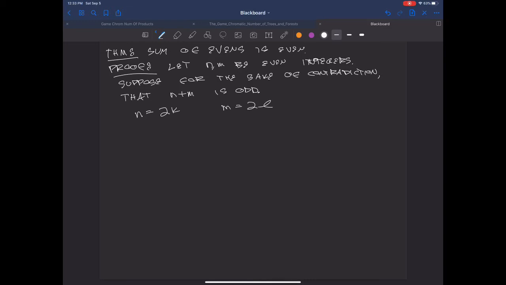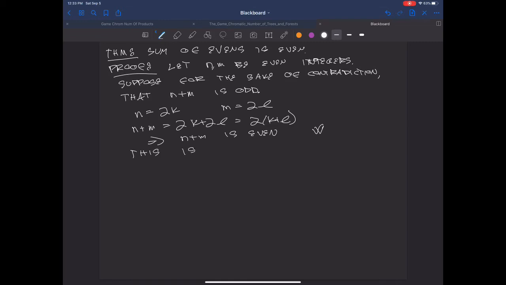So since n and m are even, we know that we can write n as 2k and m as 2l. All right, I'm doing bad writing now because I'm just trying to write quickly. And so n plus m is 2k plus 2l, which is 2 times k plus l, which tells us that n plus m is even. All right? And now that leads us to our contradiction, because we have shown that n plus m is even and n plus m is odd.